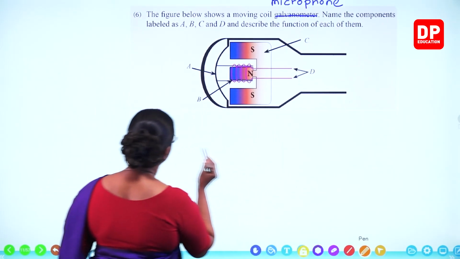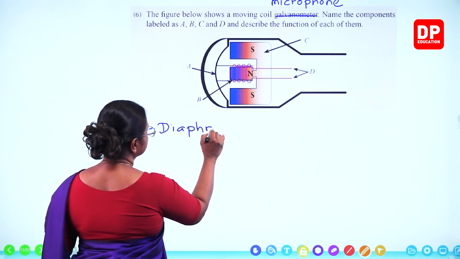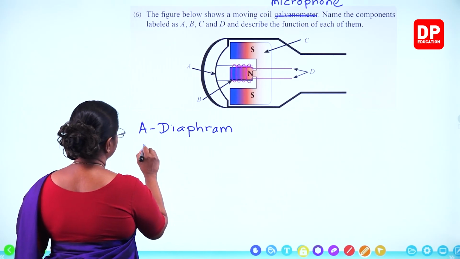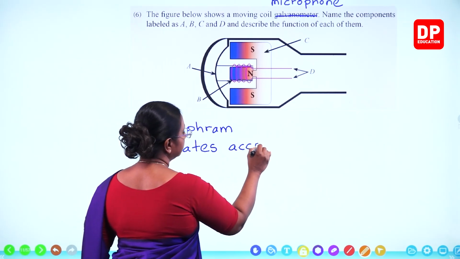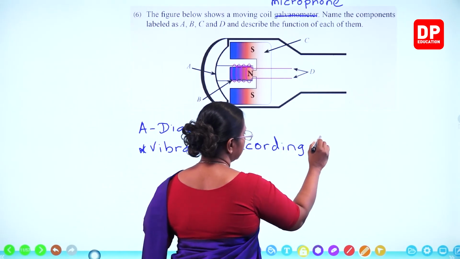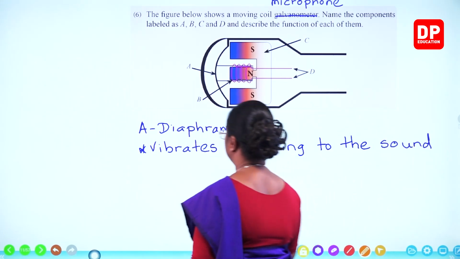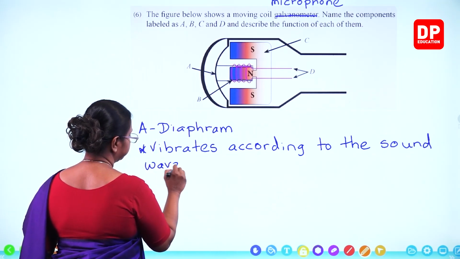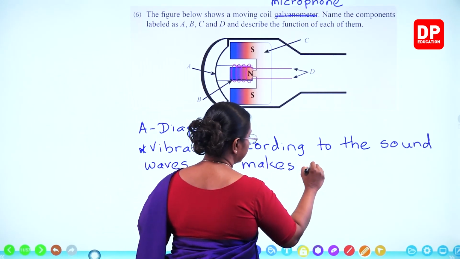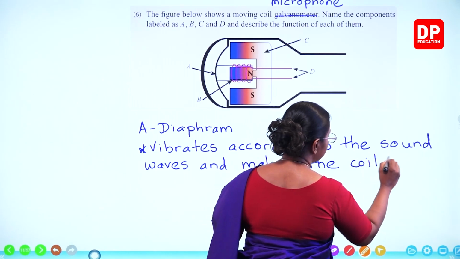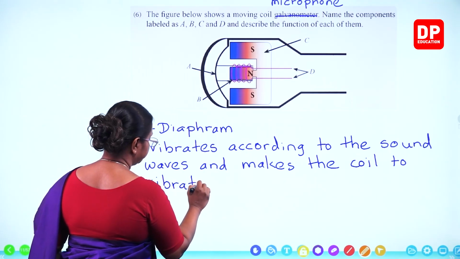There you can see, A is the diaphragm. This vibrates according to the sound waves and makes the coil vibrate along with it.